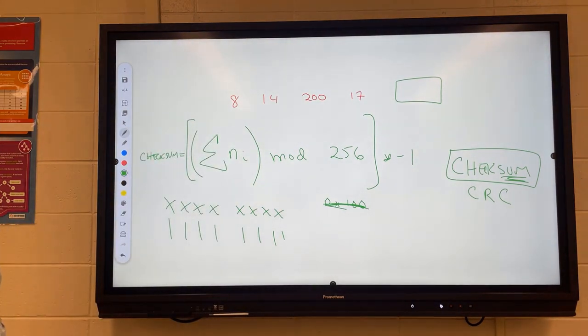I've picked this example because the modulo part is easy to calculate. The next one won't be so easy.